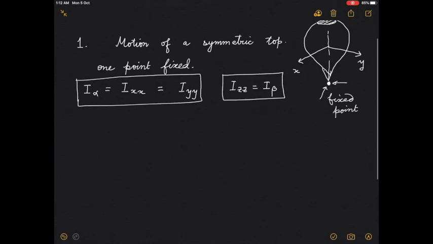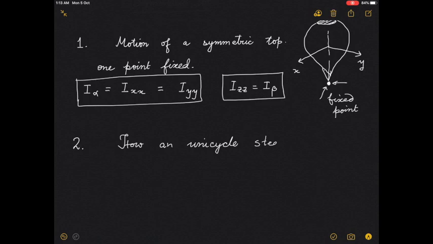Next is something that I will ask you to work out. We have all seen a bicycle. I can take that as granted, but there is something called a unicycle. The question is how a unicycle steers. Okay, so that is something that I leave you as an exercise.